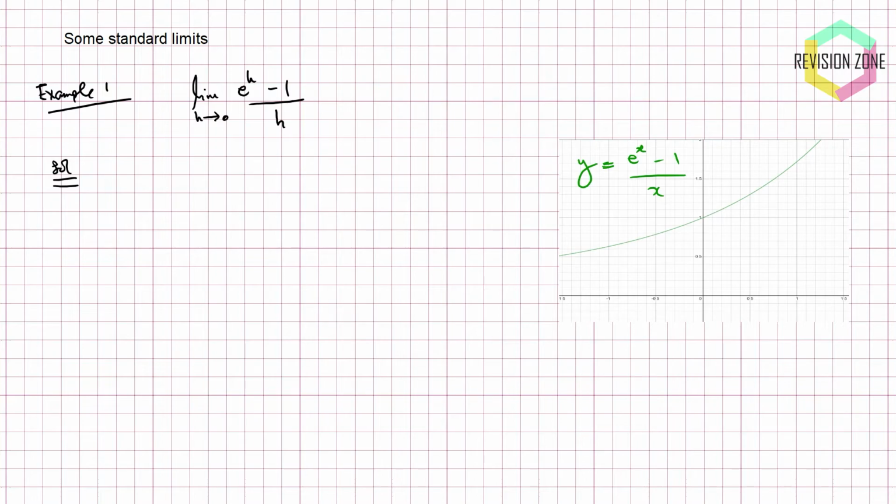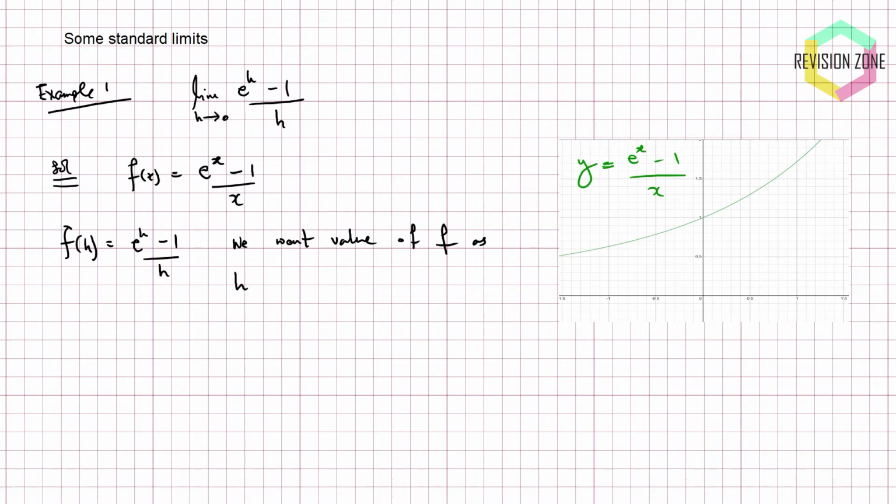So what we have is we want to basically think about this function here. The function is (e^x − 1) over x. Why this function? Because if I put h into this function, so f of h, for example, I would end up with the exact thing I'm trying to get the limit of. So I'll get this. What do I actually want? We want the value of f as h gets ever closer to 0, right?